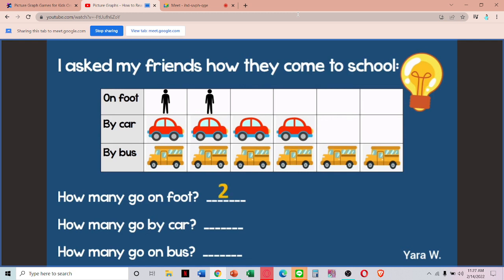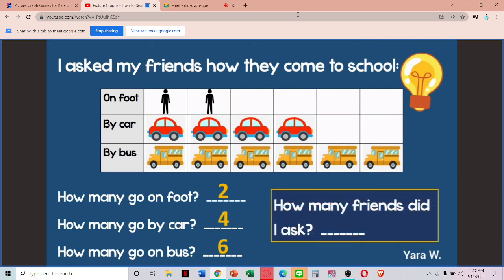How many go by car? And how many go by bus? And finally, how many friends did I ask? I want to know the total number of friends who answered the question. If I count all the friends who answered, I will find that they are 12.